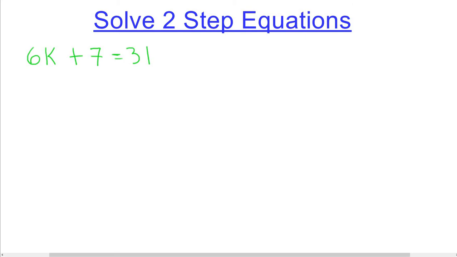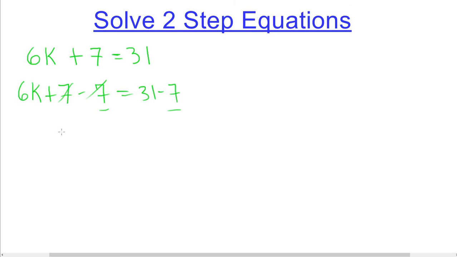So we want to solve for k, and so we have to get k by itself. So first we need to move this 7. So we know the rule. We can add a same value to both sides, and it keeps the equation equivalent. So we go 6k plus 7 minus 7 equals 31 minus 7. And we're subtracting 7 from both sides, keeping the equation balanced.